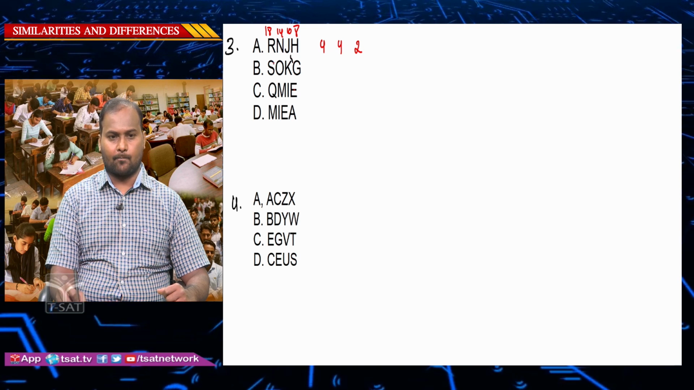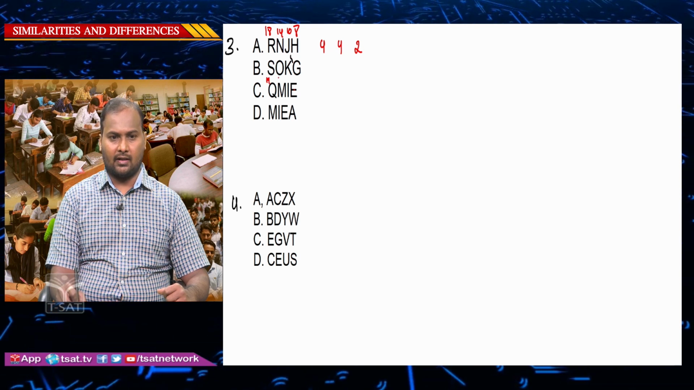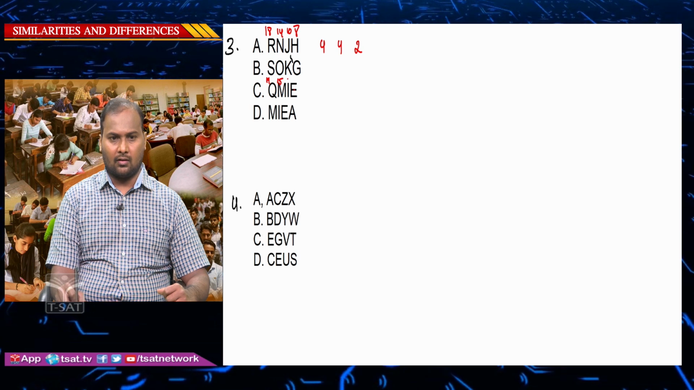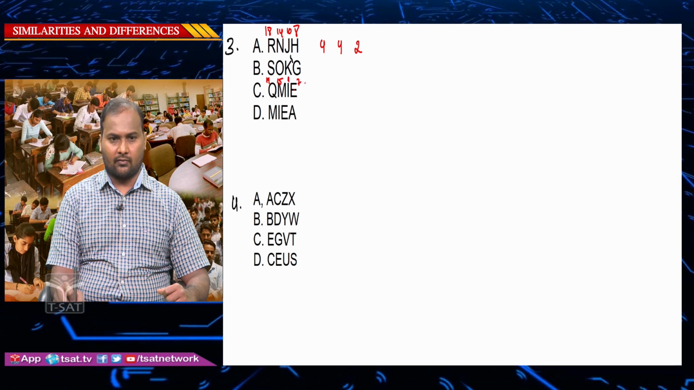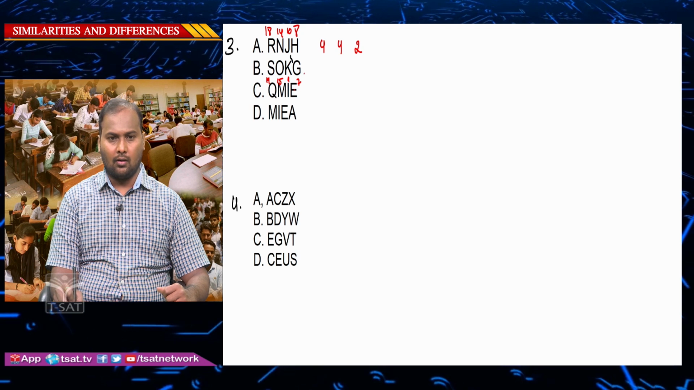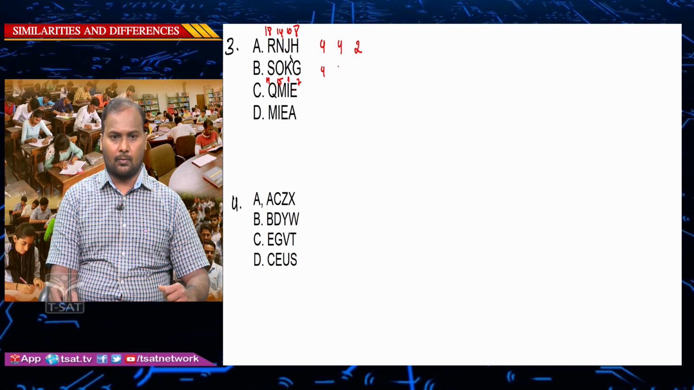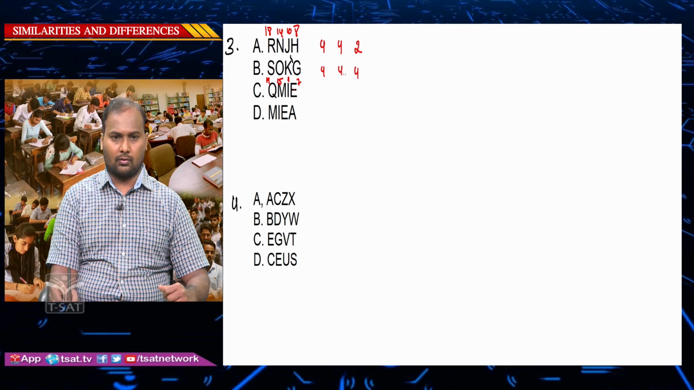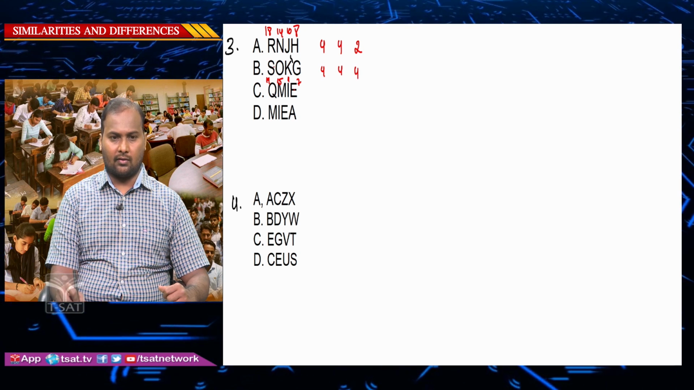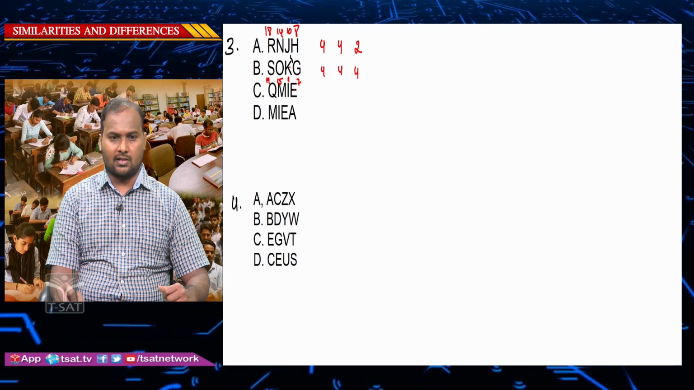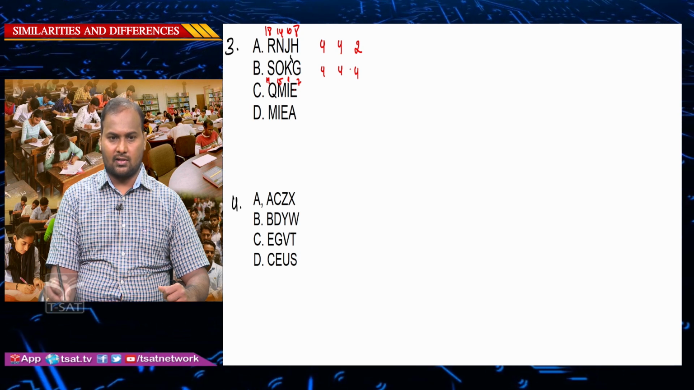Now come to option B. What is S? S is 19. O becomes 15, K 11, G 7. Applying the logic of coding and decoding here as well, the difference becomes 4, 4 and 4. Yes or no? Because S and O, the difference is 4, O and K, difference is 4, K and G is also 4.